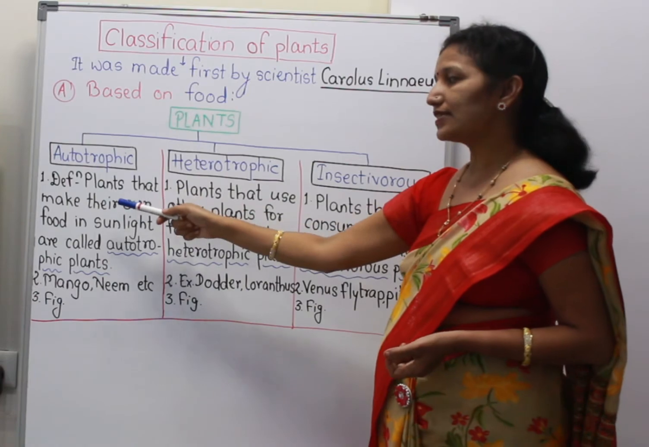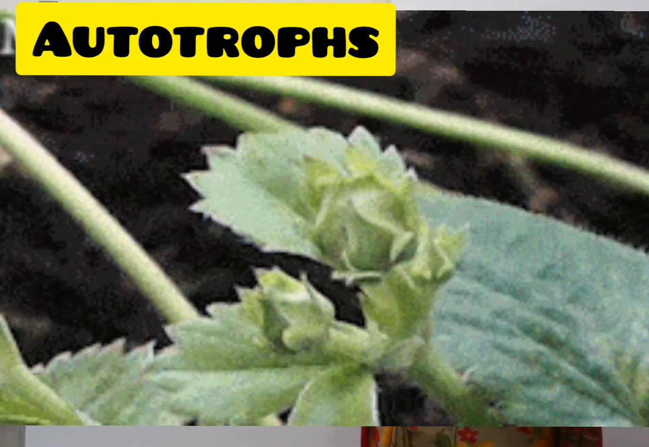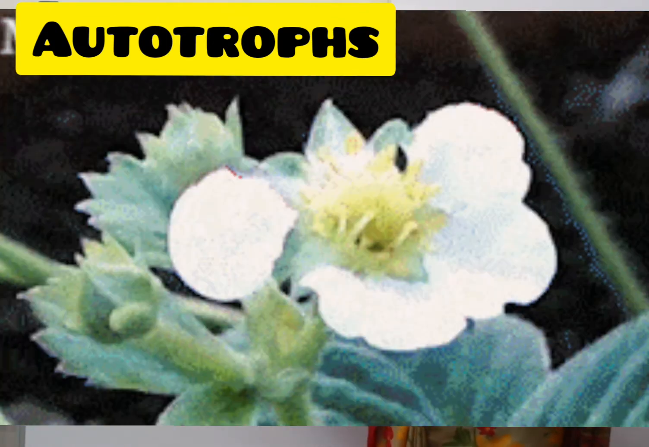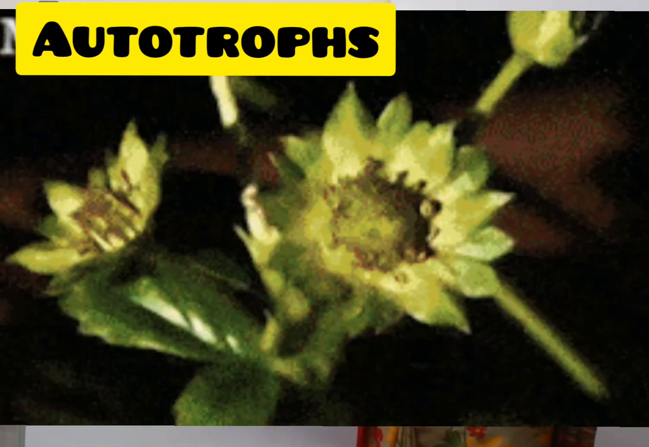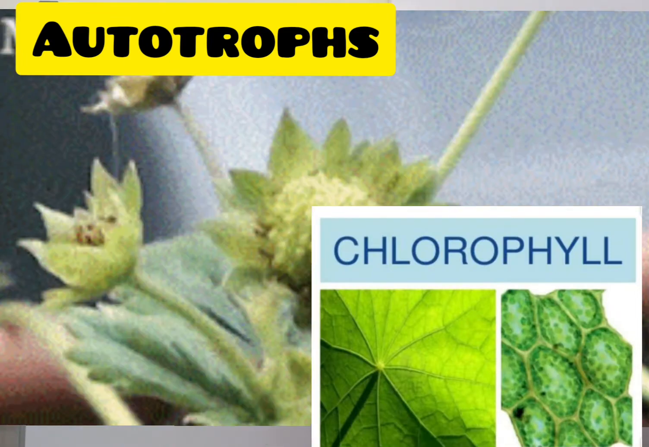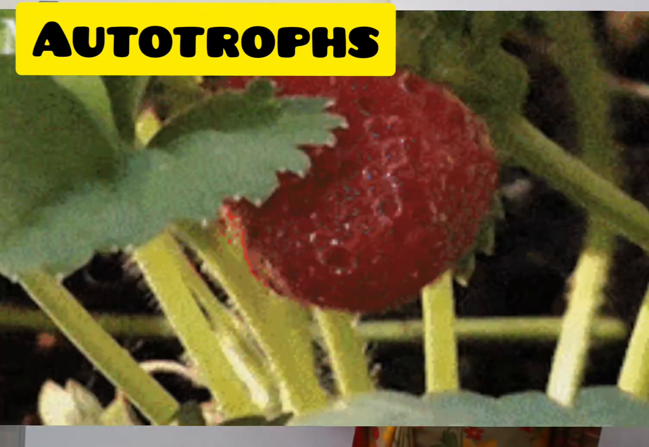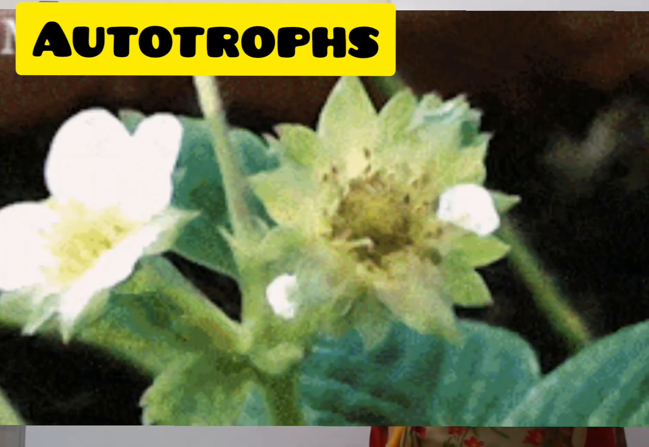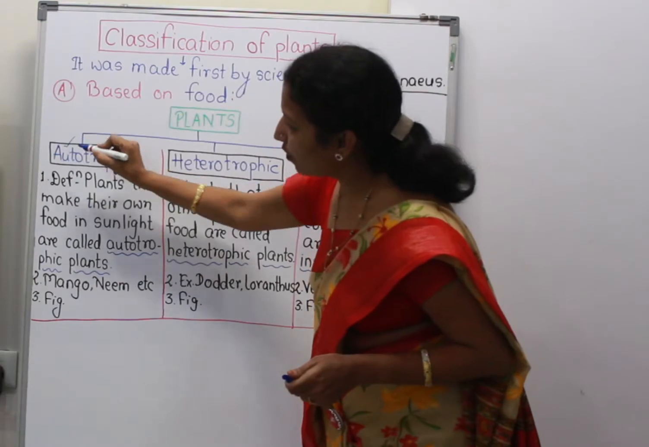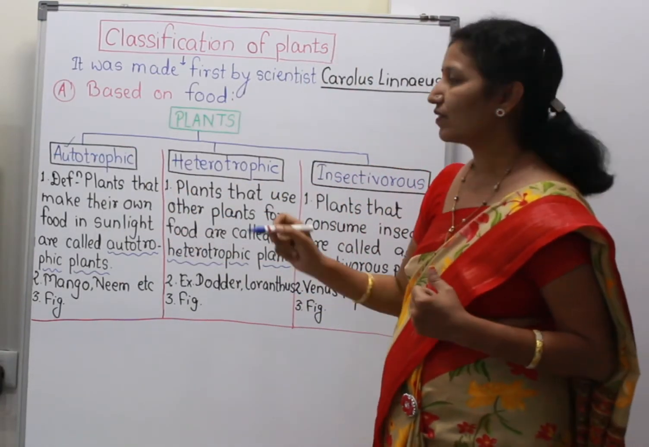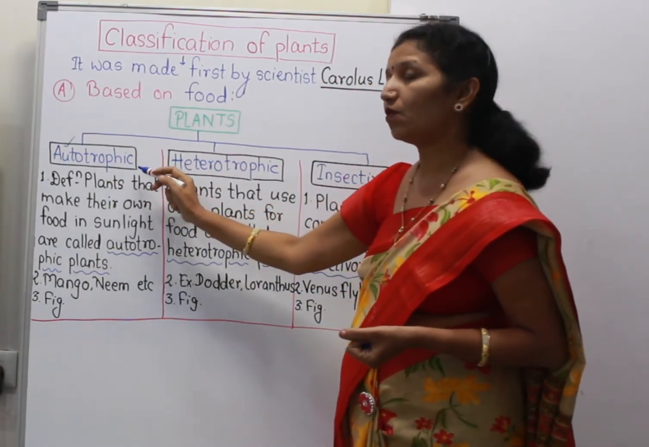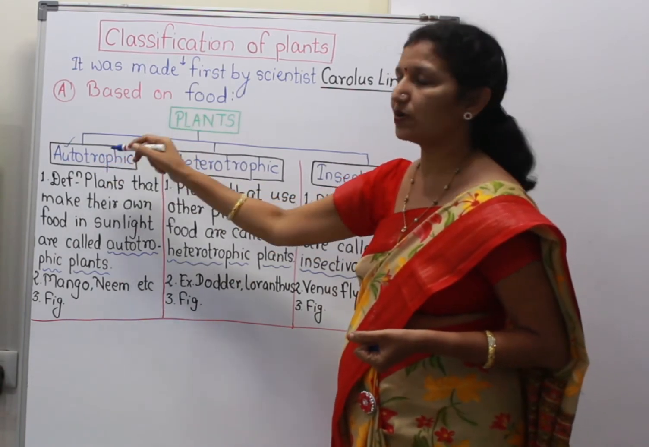Autotrophic: plants that make their own food in sunlight by the process of photosynthesis. Autotrophs are green in color because they contain chlorophyll, green colored pigment, and that's why they can prepare their own food by using sunlight, carbon dioxide and water, and that's why they are called autotrophic. Here also the prefix auto means self. They prepare their own food, that's why they are called autotrophic.